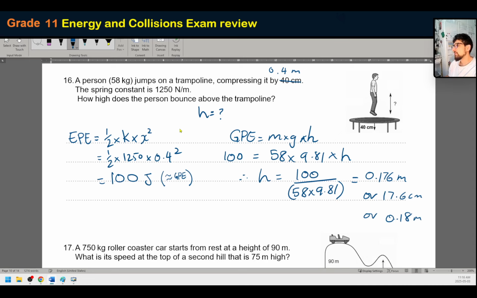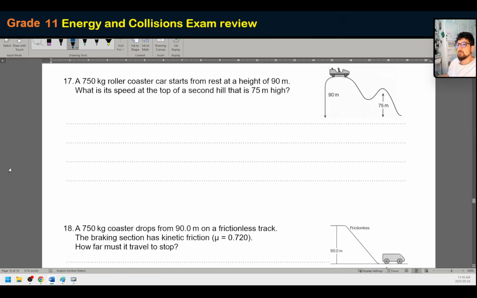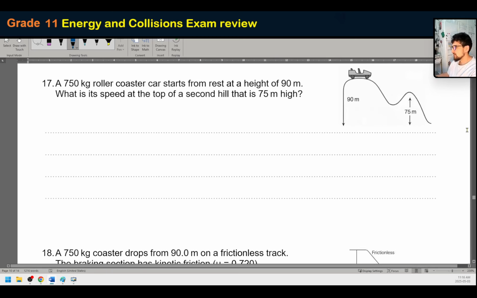Okay. Right, let's move on. A 750 kilogram roller coaster car starts from rest at a height of 90 meters. What is the speed at the top of the second hill that is 75 meters in height? Multiple ways of doing this. The way I would do it, let me just zoom back in again. First of all, I have to give it a bit of thought, yeah? You have to think about what's going on in this question.